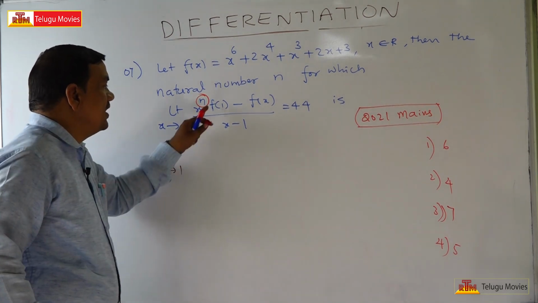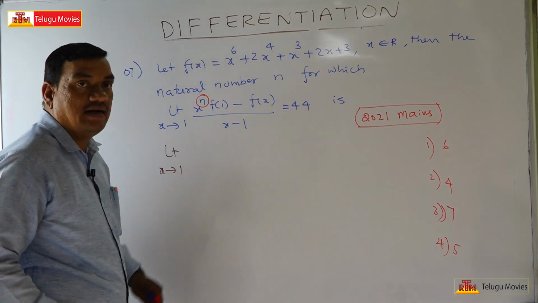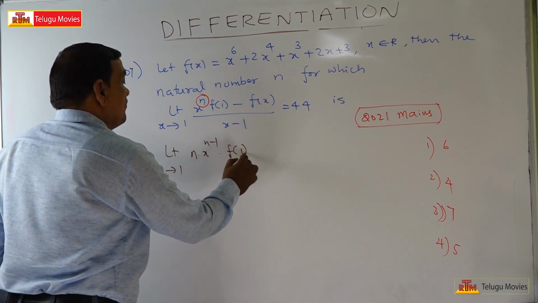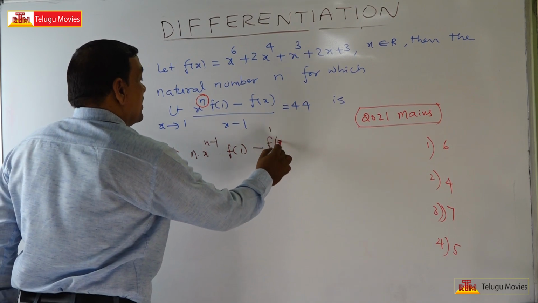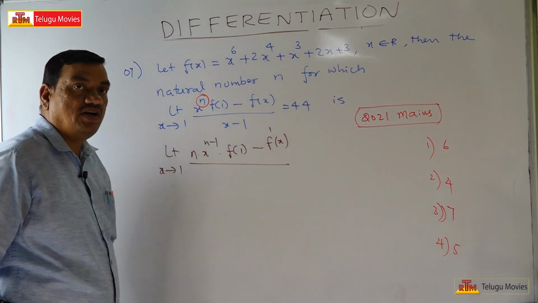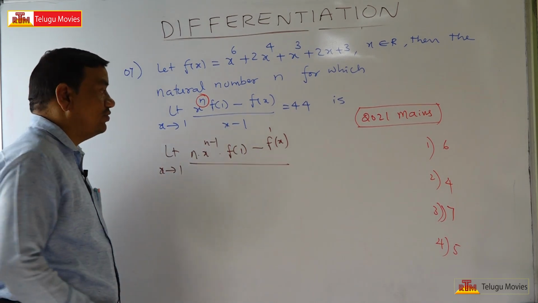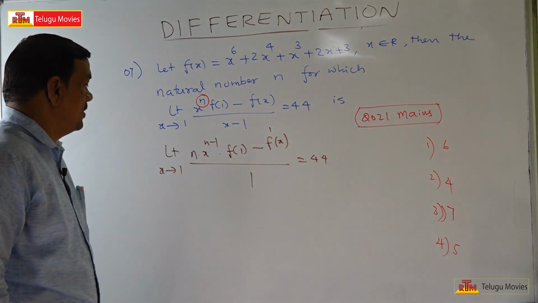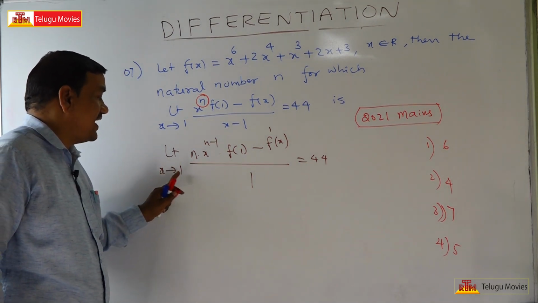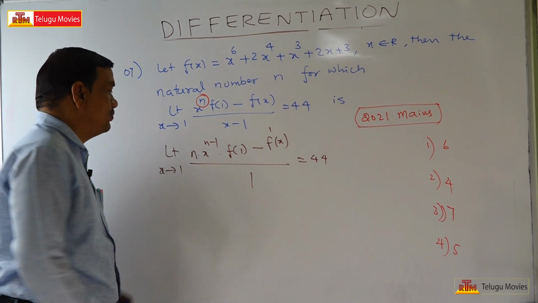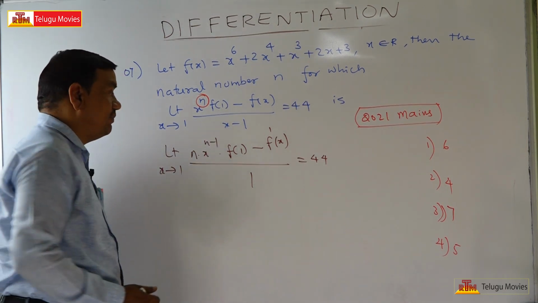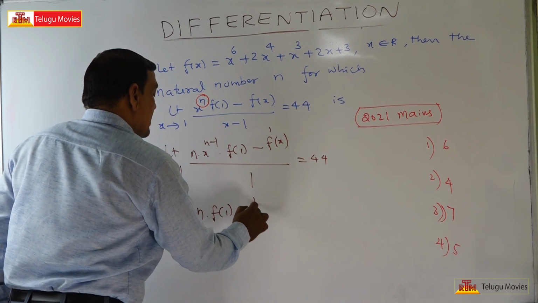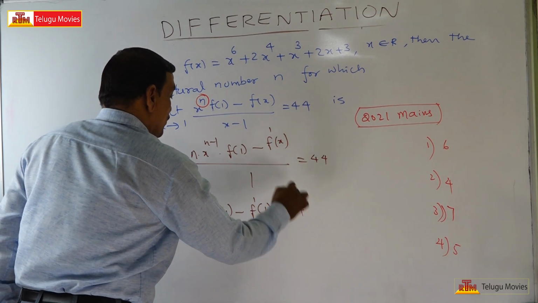Limit x tends to 1. Here f of 1 is a constant. X power n derivative is n into x to the power of n minus 1. So this is f of 1 minus f dash of x by the derivative of x minus 1, x derivative 1, minus 1 derivative 0. So this is 1, equal to 44. Okay, now next x tends to 1, wherever x is there, substitute 1. 1 to the power of n minus 1 will become 1, so n into f of 1 minus f dash of 1 is equal to 44.